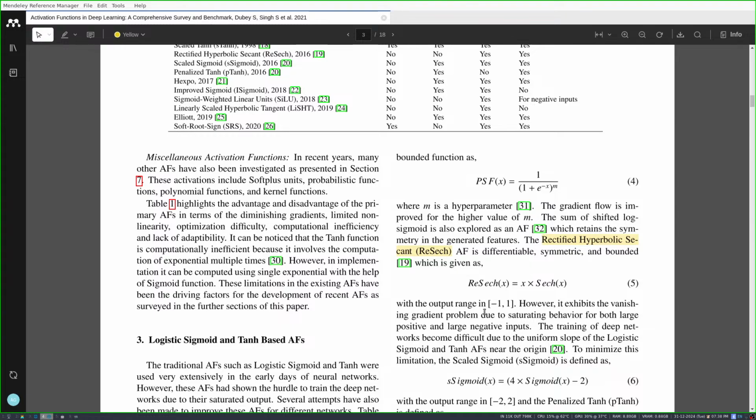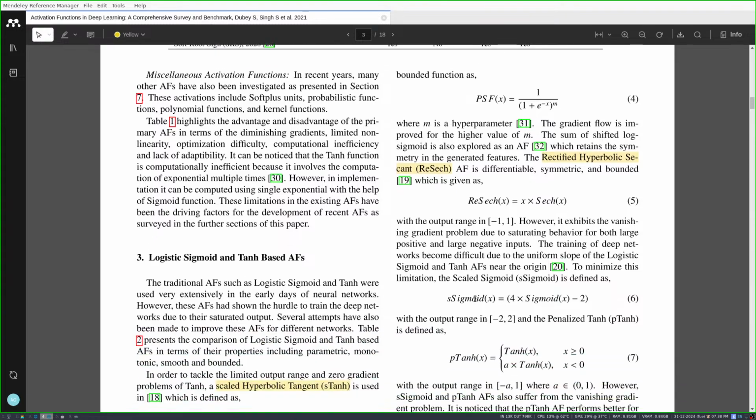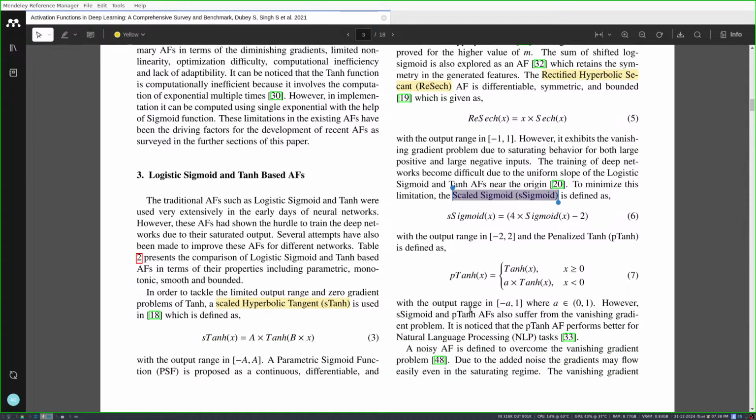To minimize the saturation, a scaled sigmoid is used: 4 times sigmoid minus 2. The penalized tangent: tangent of x if x is greater than or equal to 0, otherwise a small number a times tangent of x.